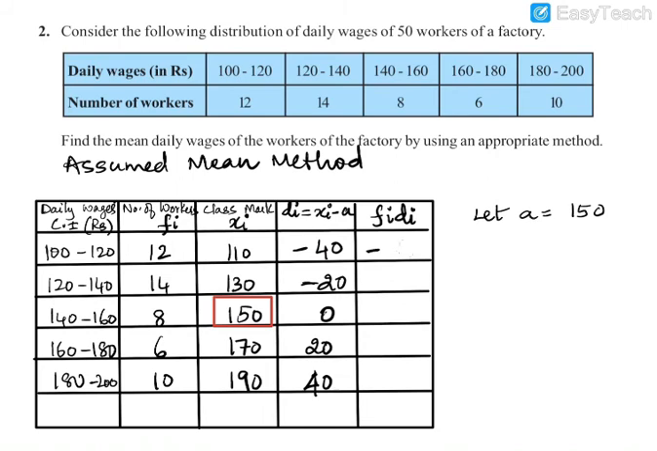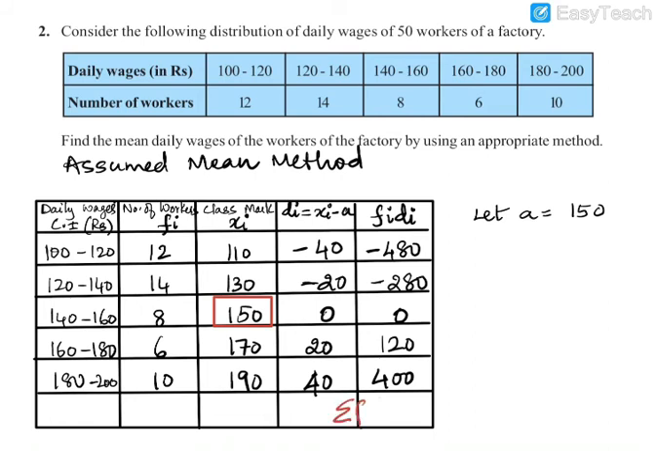So the first product will be minus 480. The second product will be minus 280. The third product will be 0. The fourth product will be 120. And the fifth product will be 400.